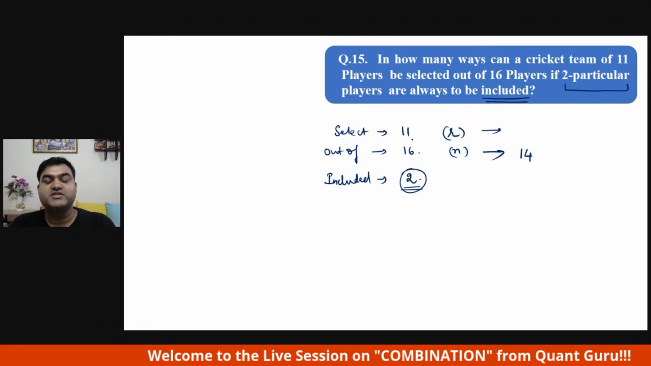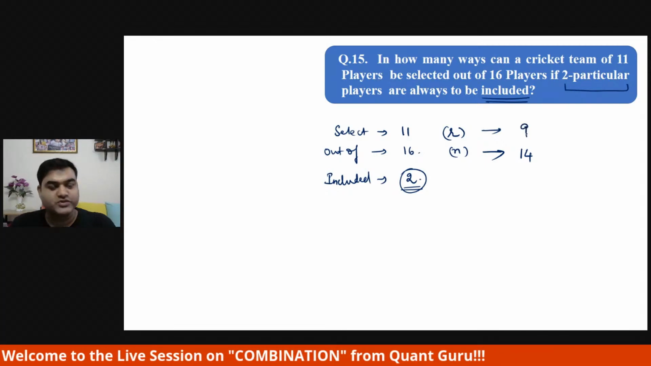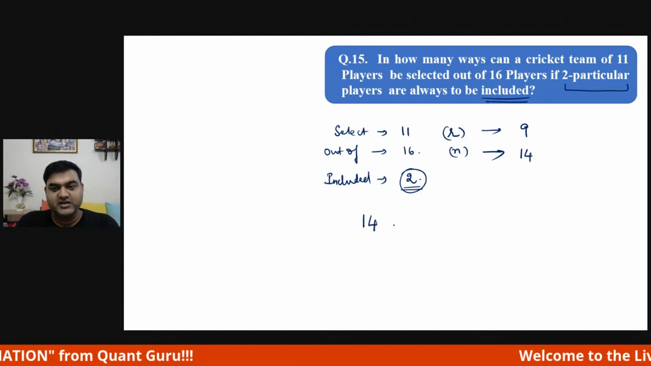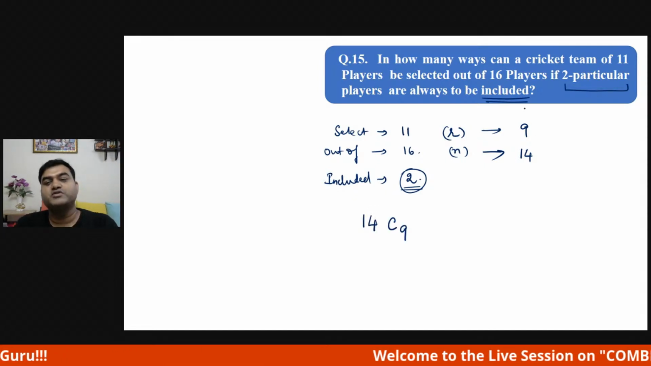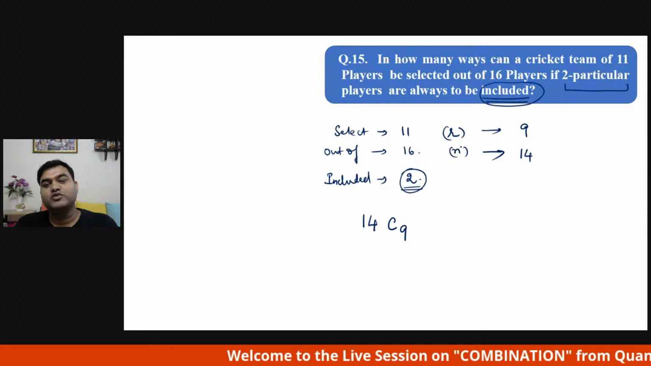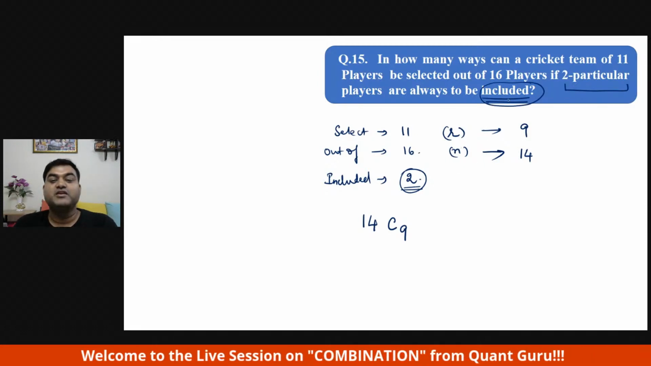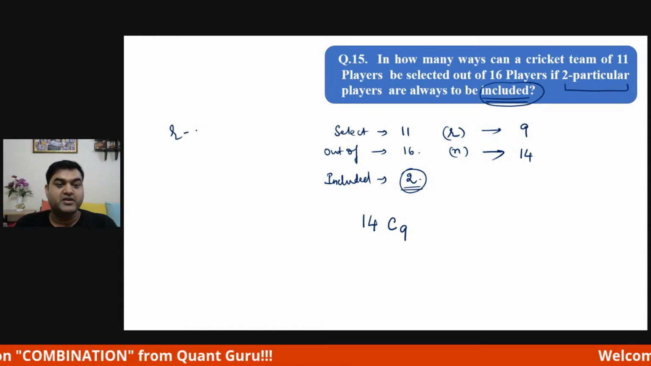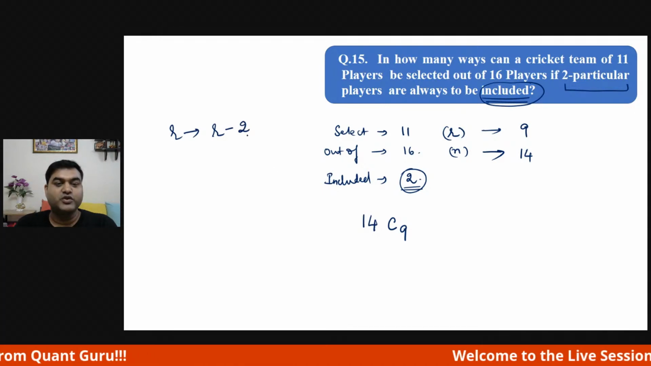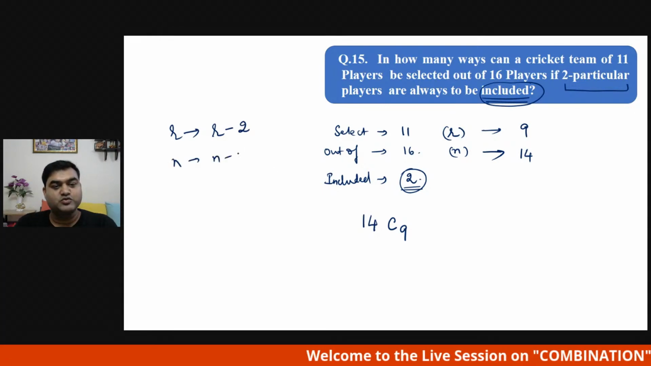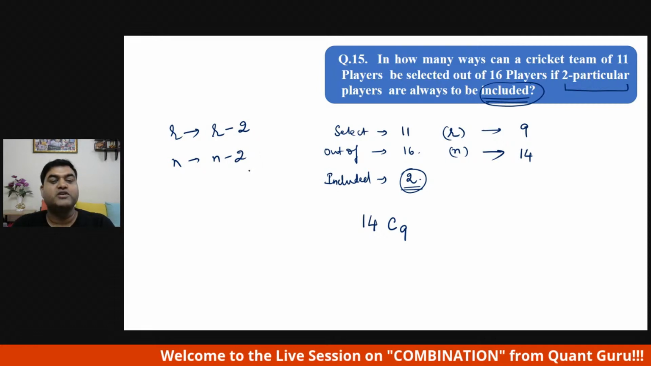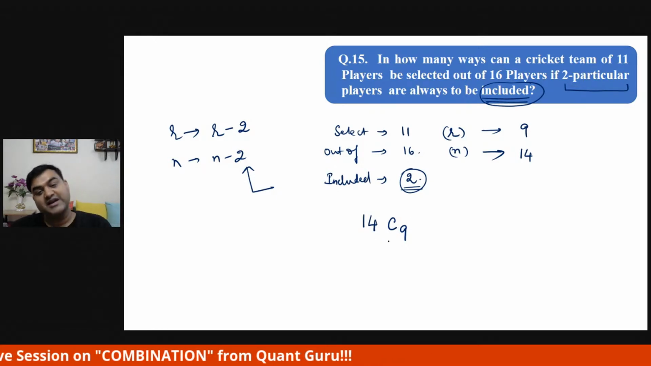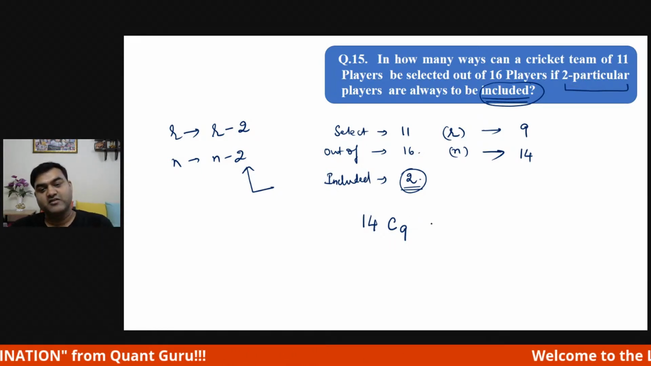Out of 11 players in the team, only 9 have to be chosen because 2 are already fixed. So the question will be solved as 14C9 ways. Why? Because 2 are already included, so we are not talking about those. So whenever included is there, reduce: R becomes R minus 2, and N becomes N minus 2, where 2 is the included value. It can be 3, 4, 5, however many players are fixed. So 14C9 will give us the answer.